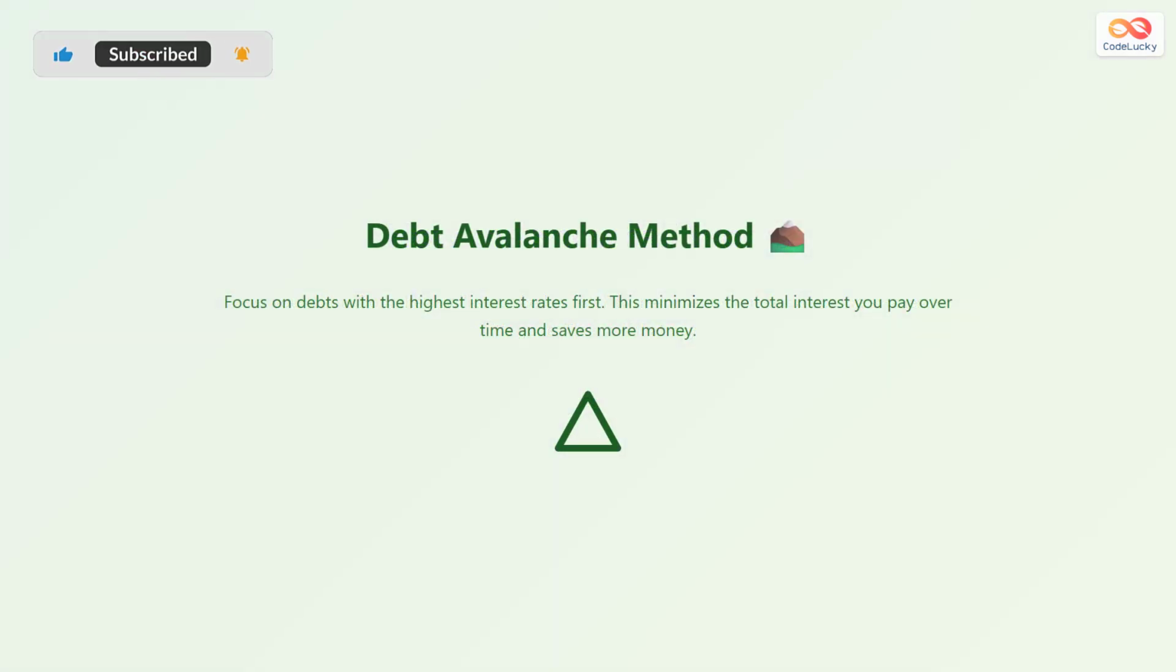The debt avalanche method focuses on paying off debts with the highest interest rates first. This approach saves you more money over time because you reduce the most expensive debt first, minimizing how much interest you pay in the long run.